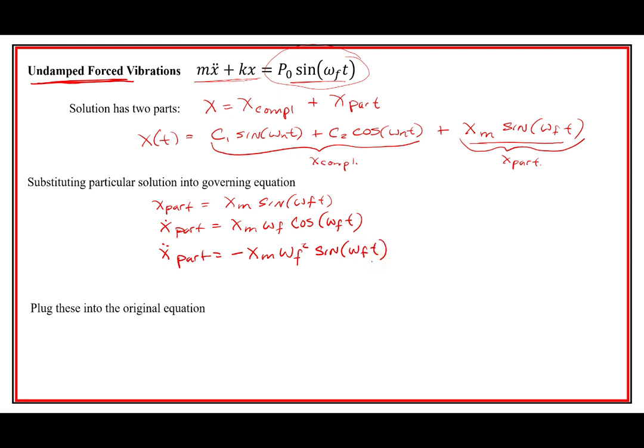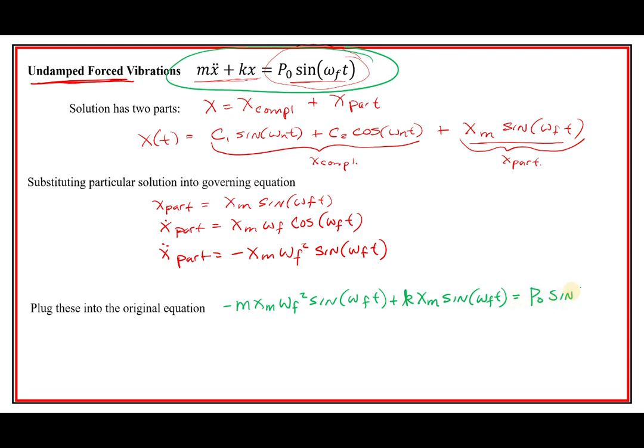All right, so this solution that we're about to do only really works for the undamped one. That's one reason why we're doing it. We're showing the solutions in two separate ways. So we plug this back into the equation up above. We'll go negative m times xm omega f squared sine omega f t, plus k times xm sine omega f t, and then it equals P0 sine omega f t.